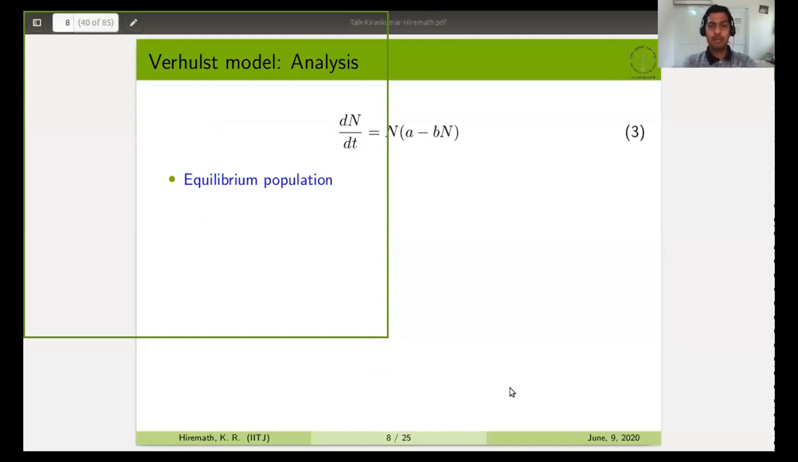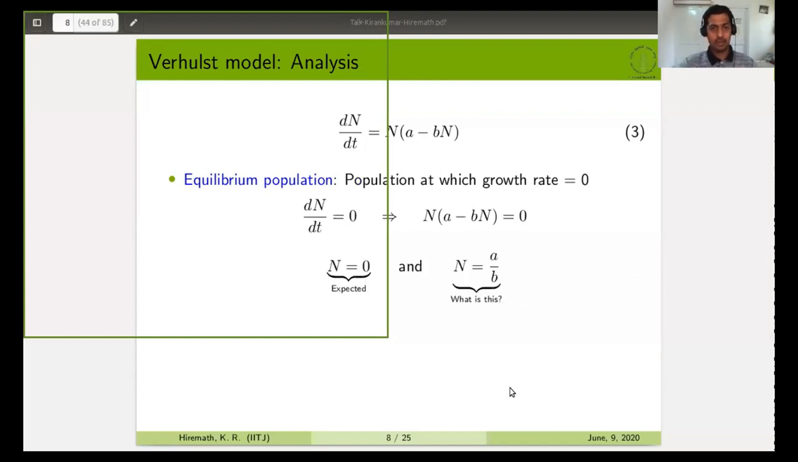For example, we need to see what the equilibrium population is. What is the equilibrium population? It is the population at which the rate of change of population is zero. So the population is not increasing. It means that dn by dt is equal to zero, or in other words the right hand side, n times a minus bn, is equal to zero. From this we get two cases. One is n is equal to zero, and the other is n is equal to a by b. N equal to zero is pretty obvious. If the population is zero, then it will remain zero. It cannot grow, it cannot increase. So it is not an interesting equilibrium point. So what about the other equilibrium point a by b, and what is the interpretation of this a and b? This is where we will spend some time in a coming slide.